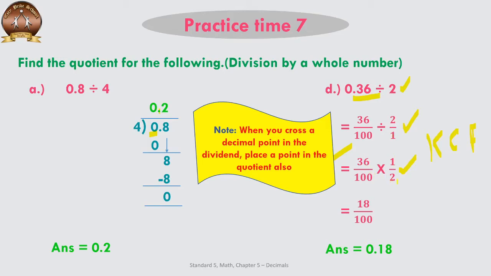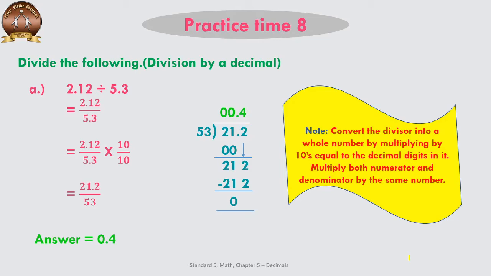36 when divided by 2 gives us 18. We are not going to touch the 100. We are not going to do any division using 100. We are simply going to convert this fraction into a decimal. So we get the answer as 0.18.